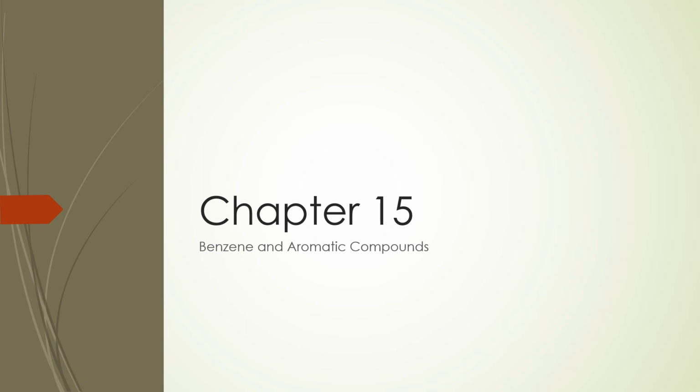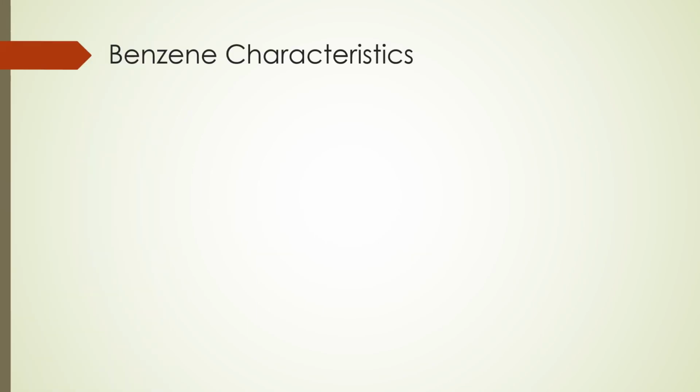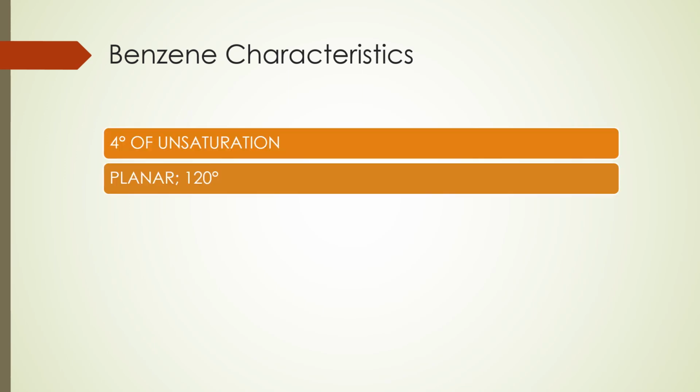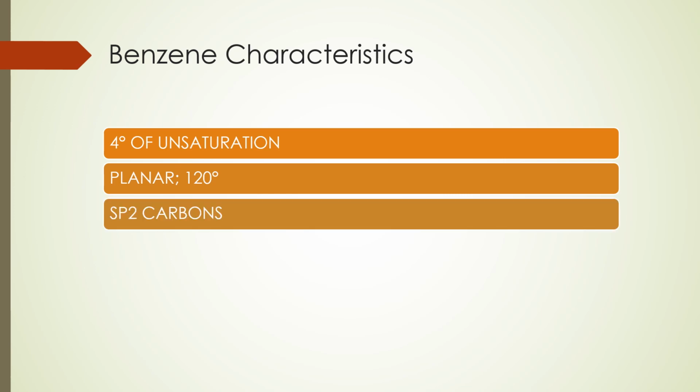This will be a complete review of everything that's in Chapter 15, Benzene and Aromatic Compounds. Before we begin, let's look at a few characteristics of benzene. It has 4 degrees of unsaturation. It's planar with bond angles of 120 degrees. All of the carbons are sp2 hybridized.